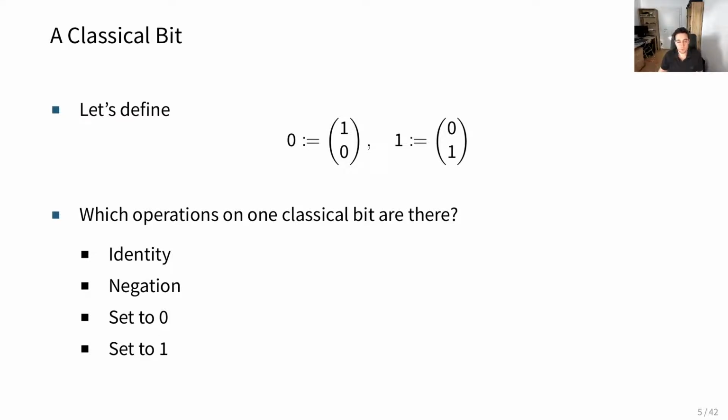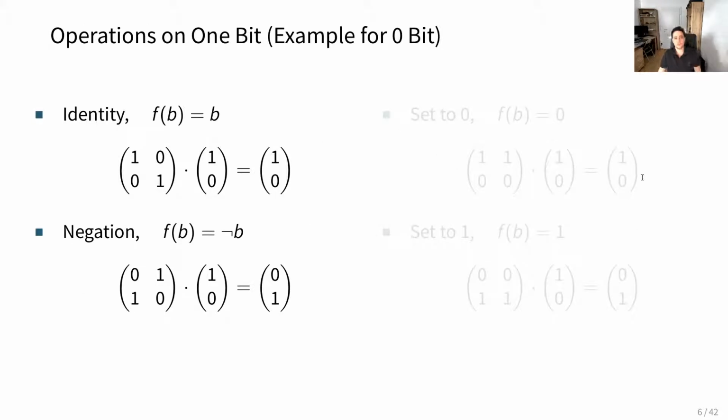It flips the bit. And then there are the set to 0 and the set to 1 functions. The set to 0 function sets the output bit to 0, regardless of the input, and the set to 1 function does the same, but sets it to 1, regardless of the input. So very simple, we have two vectors, these define the bits, and there are these four functions that operate on a single bit.